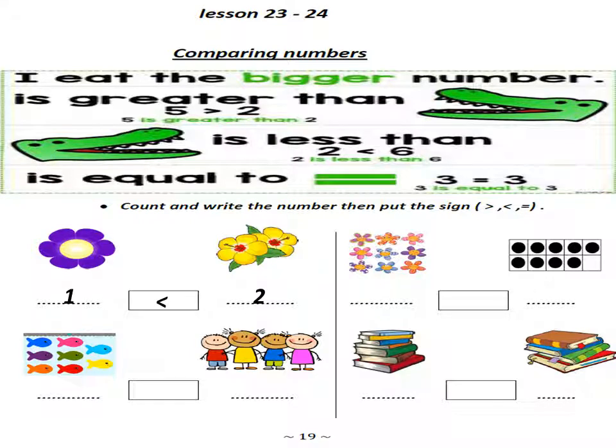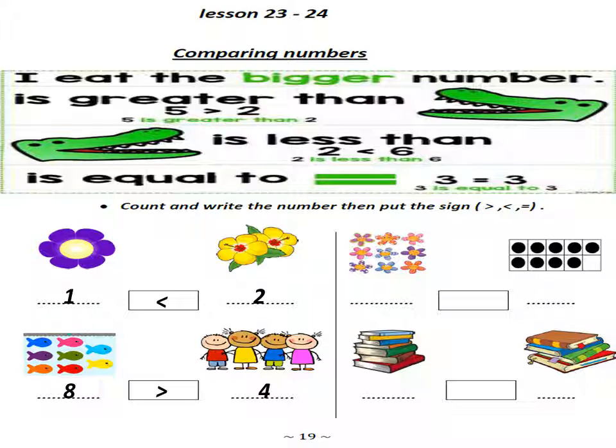The second question here, how many fishes do we have? 1, 2, 3, 4, 5, 6, 7, 8. We have 8 fishes. And how many people do we have here? We have 4 people, so 8 is greater than 4. So the mouth of the crocodile goes to hunt the 8. So 8 is greater than 4.